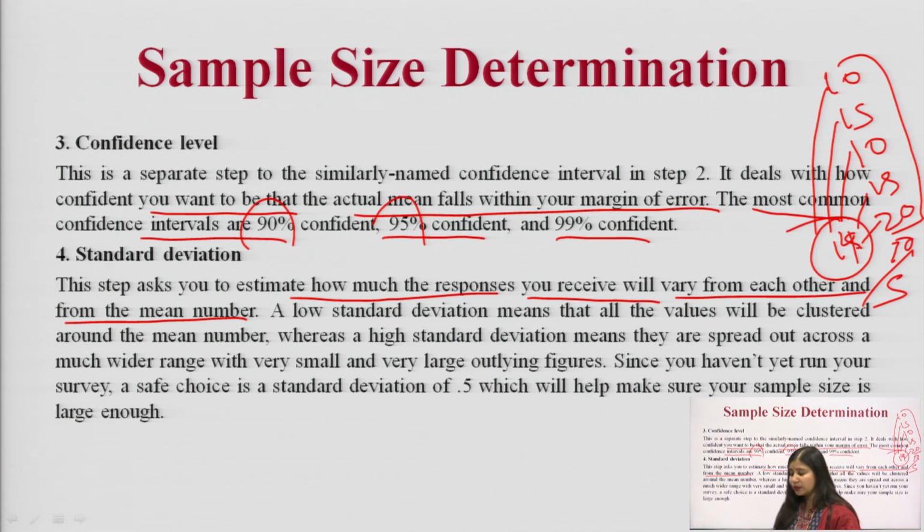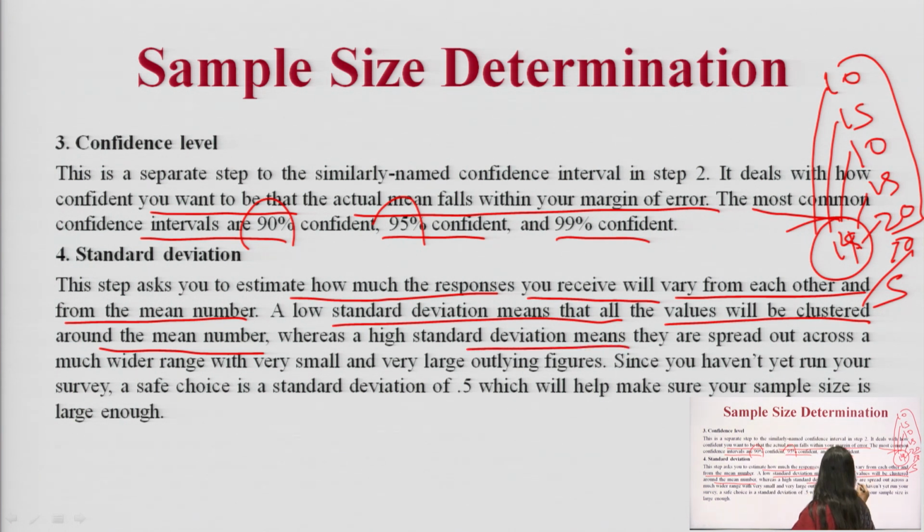And whatever we calculate, if there is a low standard deviation, it means that all the values are clustered around the mean, most of the people are saying the same thing, or they have a similar perception or similar result. If your standard deviation is less, that is low, whereas a high standard deviation means that they are spread across a wider range, from very small to very large outlier figures.